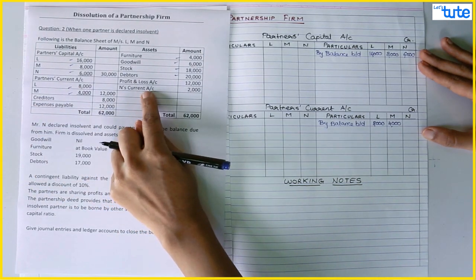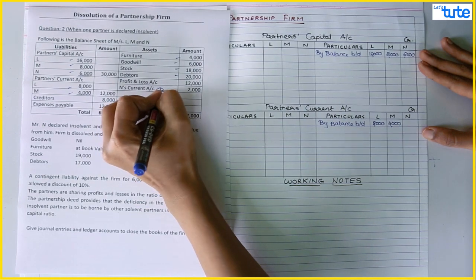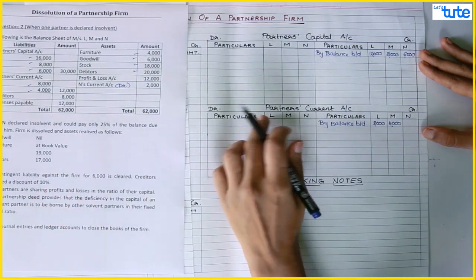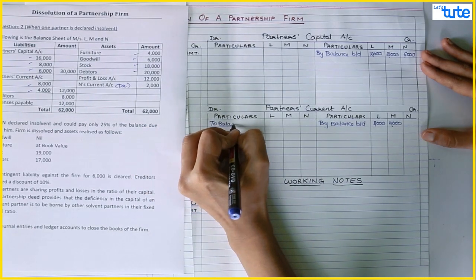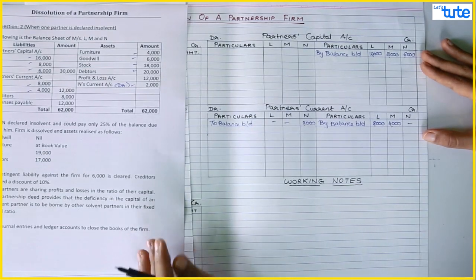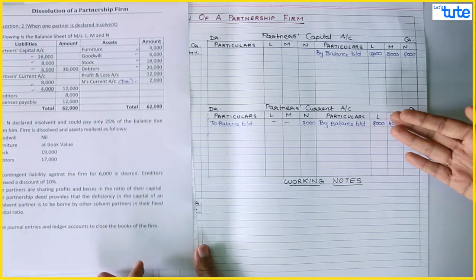And for partner N, it is current account appearing on the asset side. So this is our debit balance since it appears on the asset side. So that will come on the debit side, to balance brought down 2,000. So that is done. Okay. No entry is passed for this because we are not transferring from one account to another account.